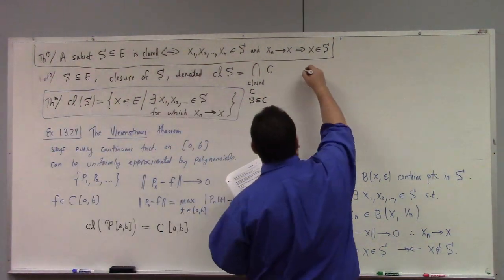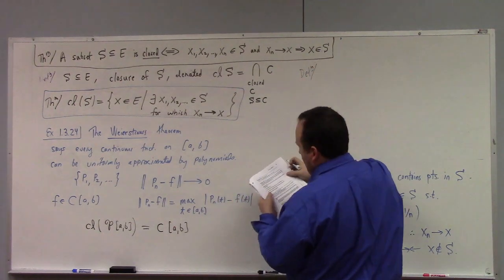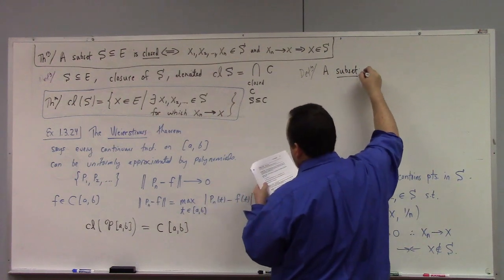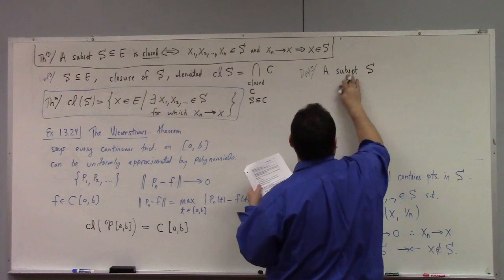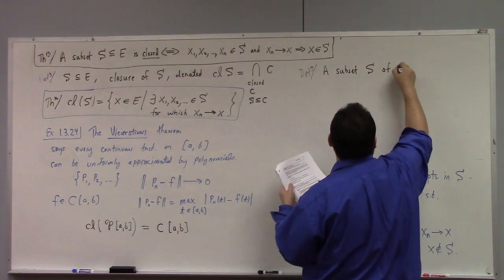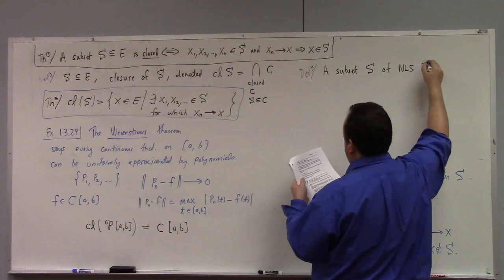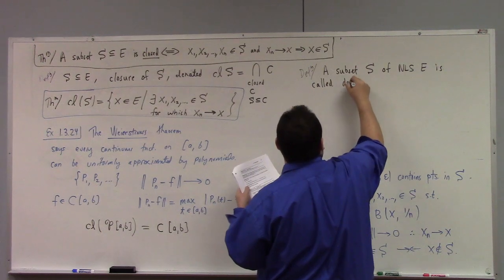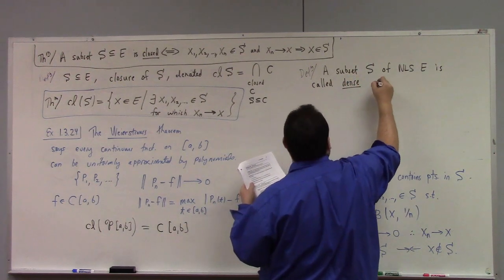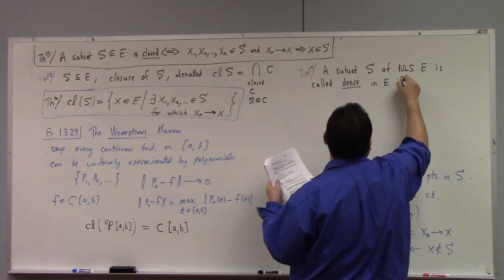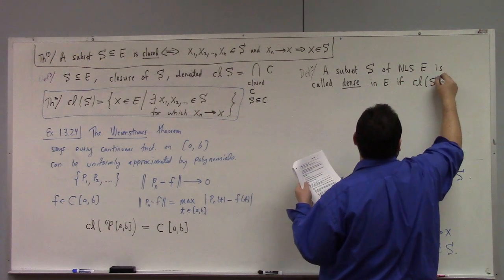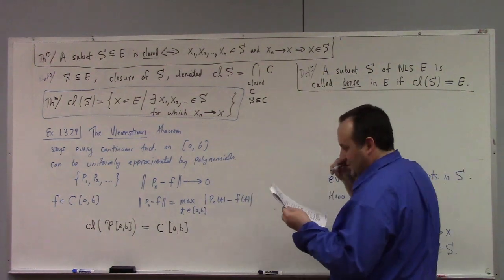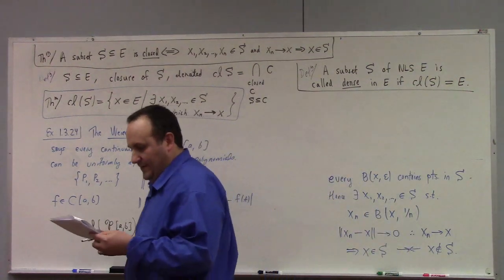Definition. A subset S of a normed linear space E is called dense in E if the closure of S is equal to E. I feel the need to add parentheses where he doesn't have them, so you can take it or leave it, but I like my parentheses.